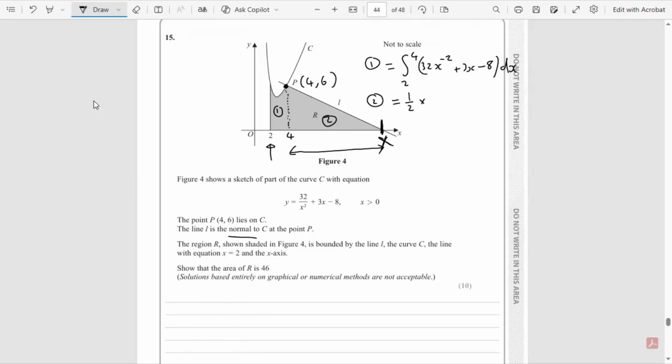There we go. So the area of that triangle is going to be half, and then the base is capital X take away 4, multiplied by the height of the triangle, which is 6, because of course the y value of P is 6, times by 6.